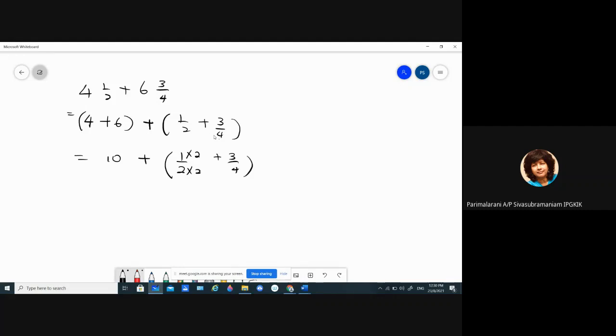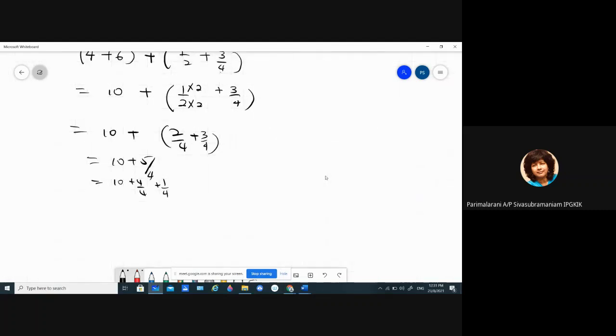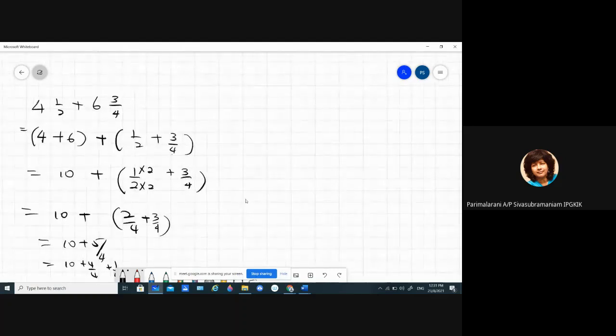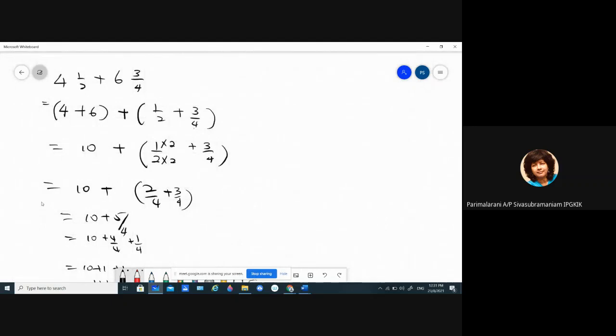It's 3 over 4, so this is 10 plus 2 over 4 plus 3 over 4, which is 10 plus 5 over 4, which is 10 plus 4 over 4 plus 1 over 4. Okay, so we know that 4 over 4 is 1, so this is 10 plus 1 plus 1 over 4, which is 11 over 4. It's exactly the same method that you explained just now, just that whatever you explain, you have to show it out in steps. Students must be able to see it clearly. Okay, this is one method.